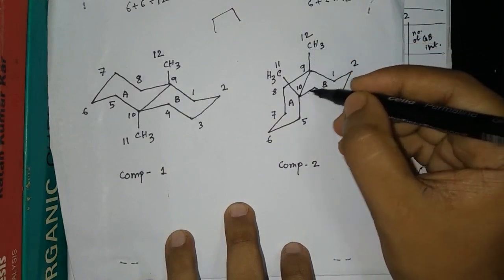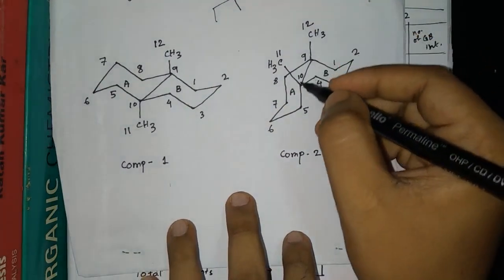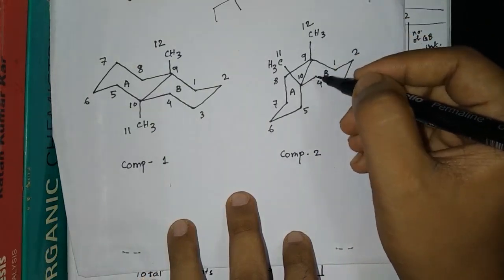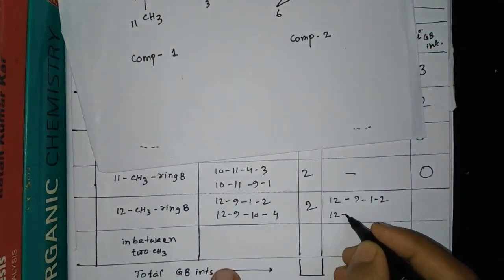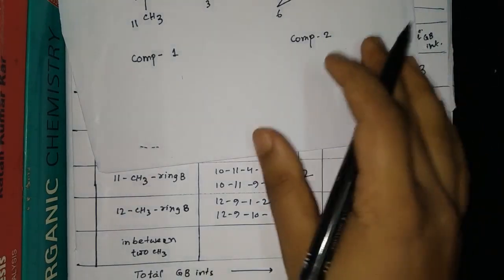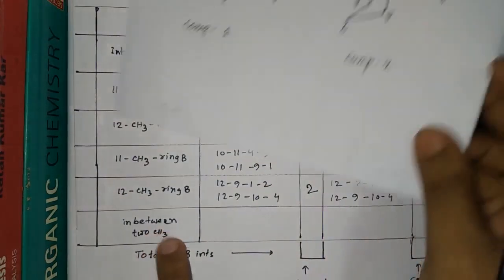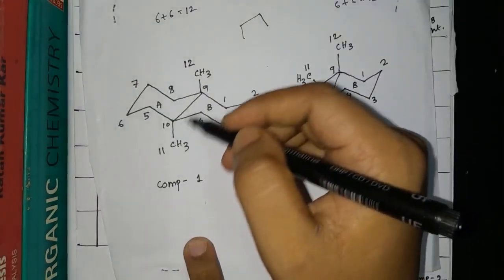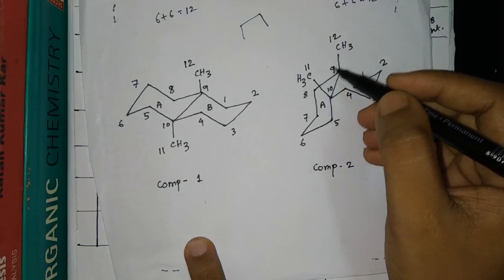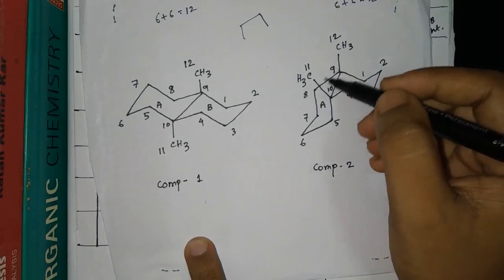12, 9, 10, 4. If you look along this 9, 10 bond, we can understand 12, 9, 10, 4 is a gauche butane interaction. So there are 2. And in between the CH3 groups, these two CH3 are trans, so there is no gauche butane interaction. But these two CH3 are cis, and therefore there is a gauche butane interaction.